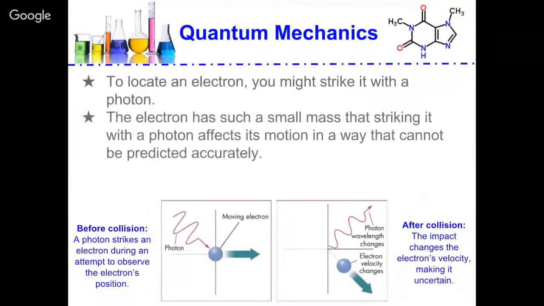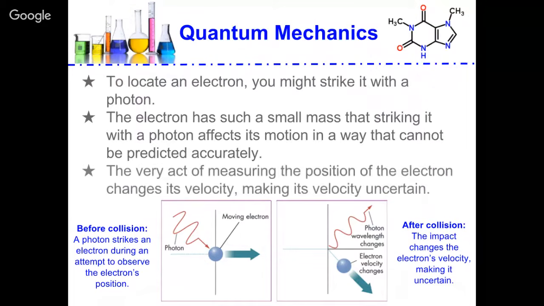Basically, to try and locate an electron, you must strike it with a photon. The electron is such a small mass that striking it with a photon affects its motion in a way that cannot be accurately predicted. The very act of measuring the position of the electron changes its velocity, making its velocity uncertain. So you can either know the position of the electron or how fast it's going, but you cannot know both.